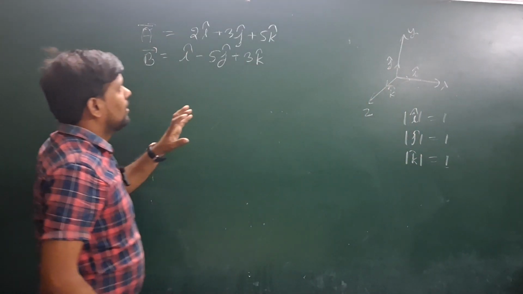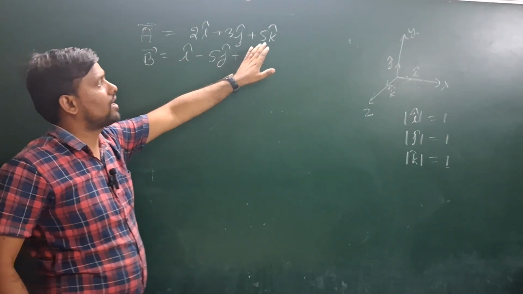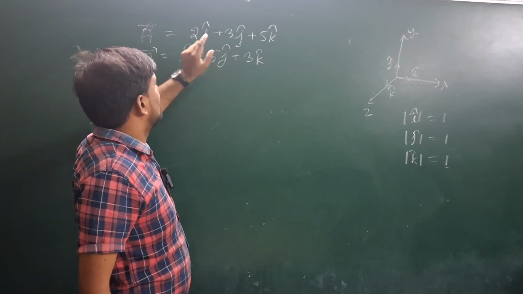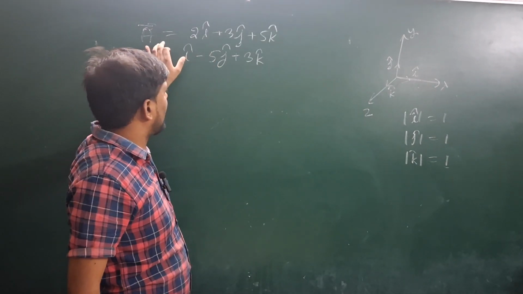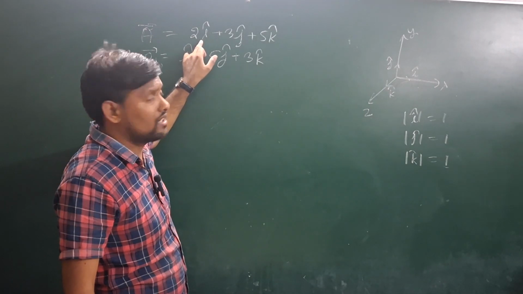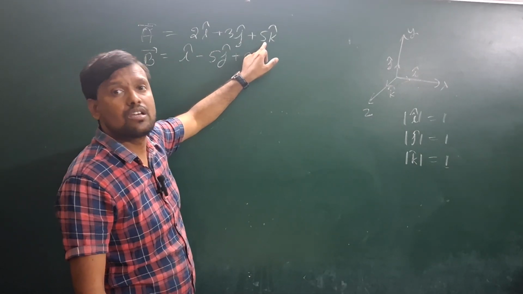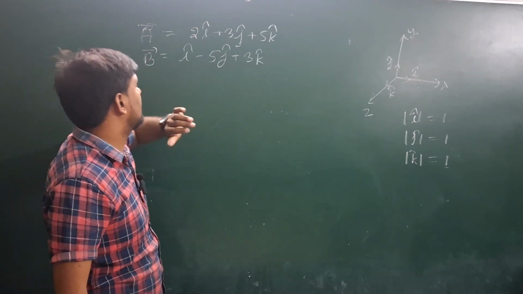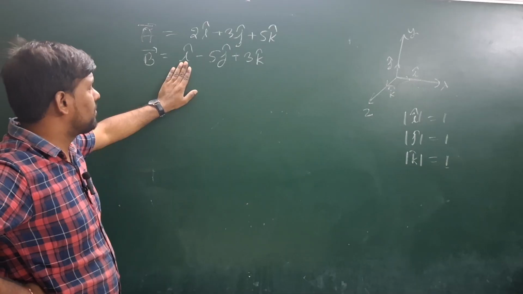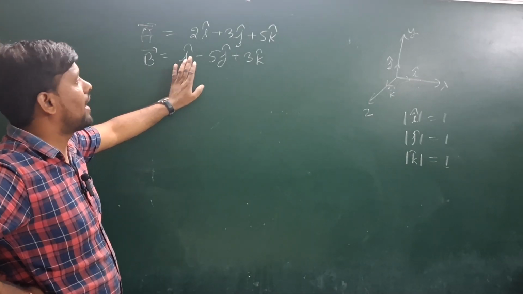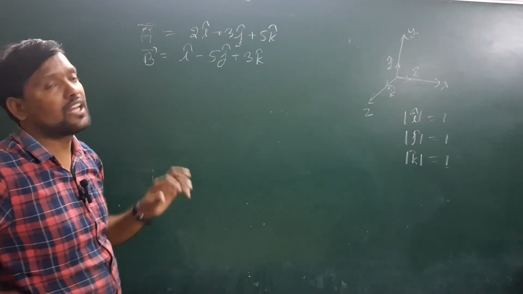If a vector A is denoted by 2i cap plus 3j cap plus 5k cap, it means that the component of vector A along the x direction is 2 units, along the y direction is 3 units and along the z direction is 5 units. Similarly, vector B denotes another vector. The component of B along the x direction is 1 unit, along the minus y direction is 5 units and along the z direction is 3 units.